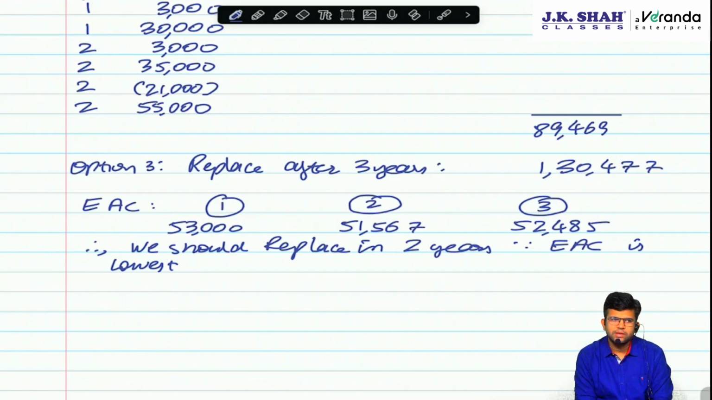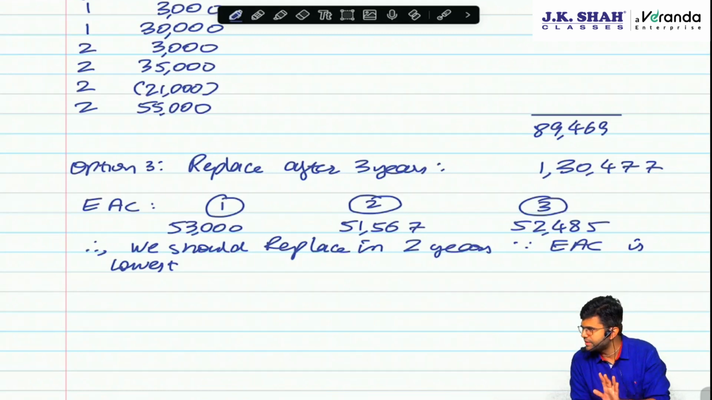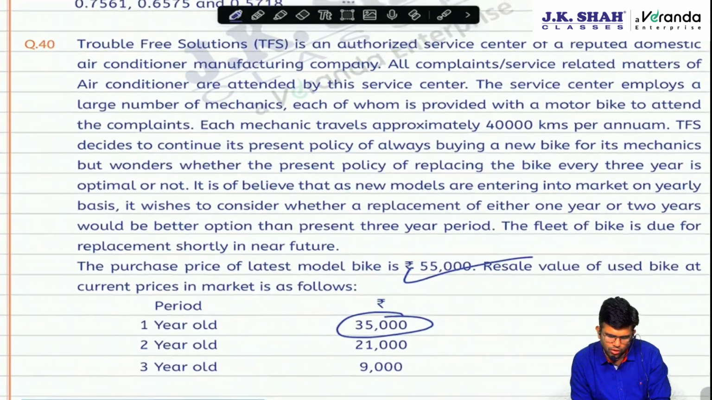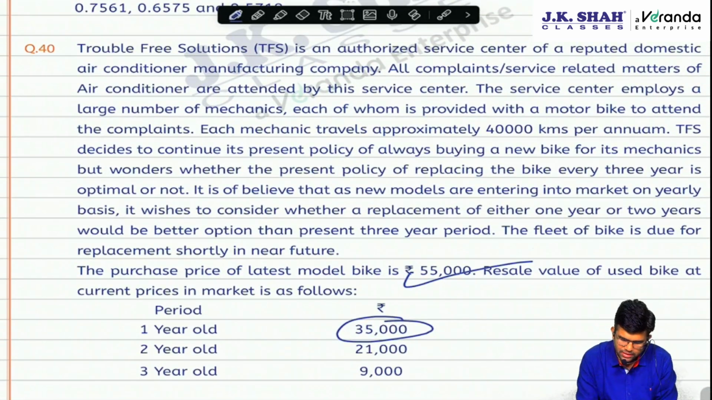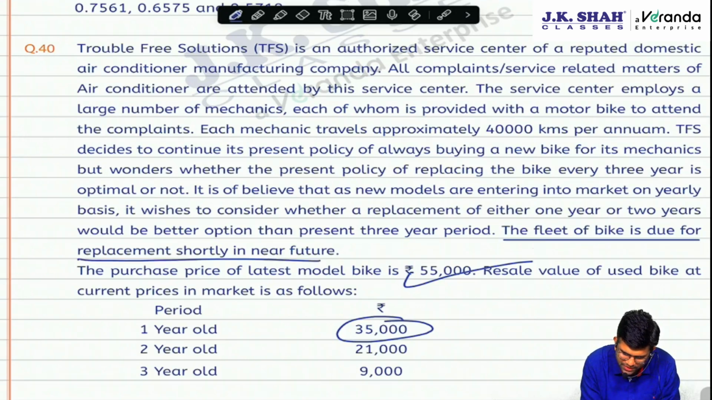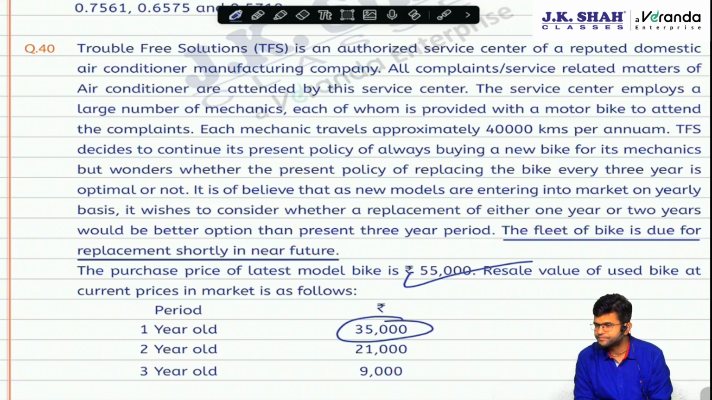Now students, this solution that I have given to you has a slight conceptual difference with what ICAI has done. And I want to give that also in writing. Everyone clear? So that you are very clear about what institute has done and what I have done. They have used the words, the fleet of bikes is due for replacement shortly in near future. Are we ready? Now this particular line indicates two things.